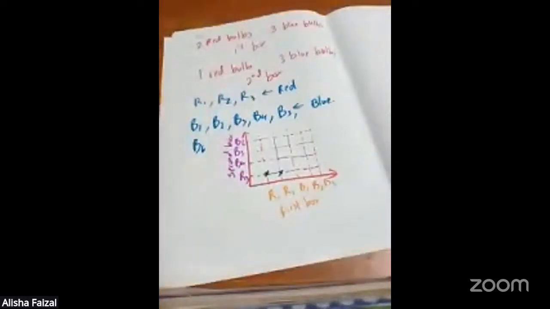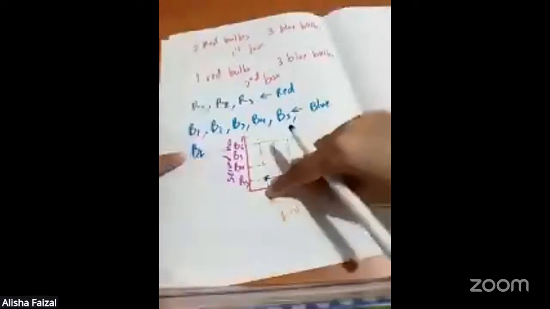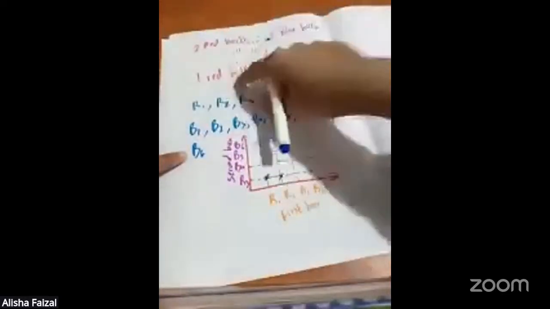Hope it's clear. I'm not done with the question, but I hope you understand what I'm trying to explain. If you have any confusion, you can drop it in the chat, or you can unmute your mic and tell me. So we'll move on, okay? They can pick a red bulb from the first box and a red bulb from the second box. So it can be either R1 or R2 from the first box, and as there's only one red bulb in the second box, we can say that.